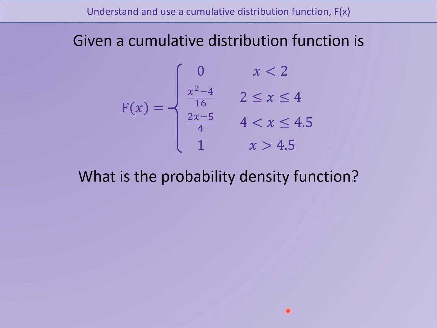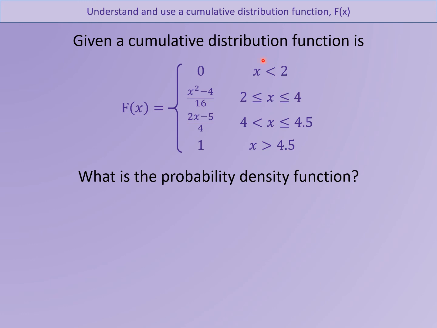Okay, so what I'd like you to do is, given that CDF, could you work out the PDF? What would the PDF look like? So you might want to pause, have a go yourselves. Doesn't matter if you get it wrong. Okay, so let's see what you did.